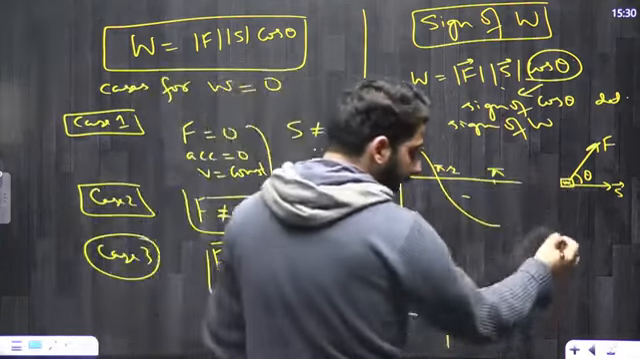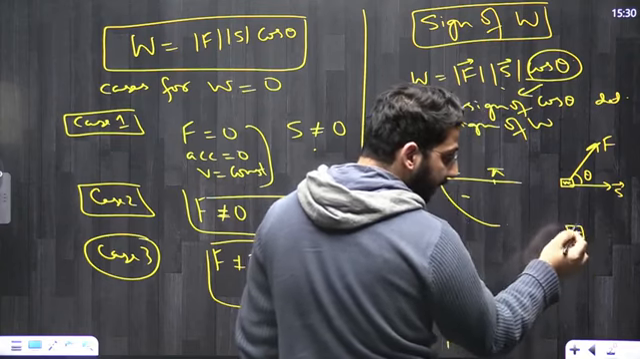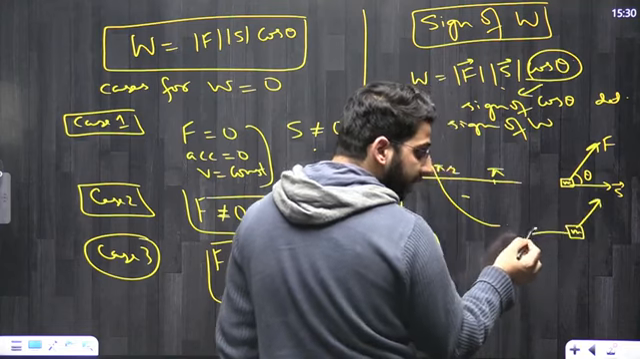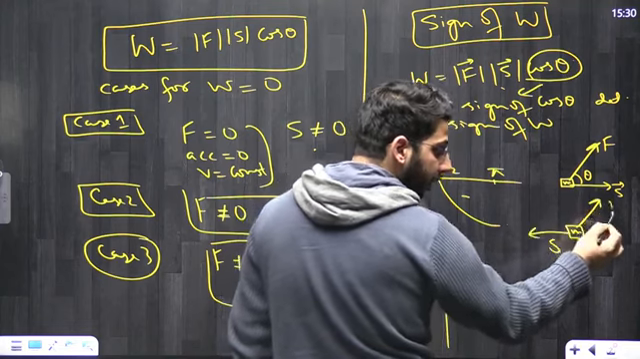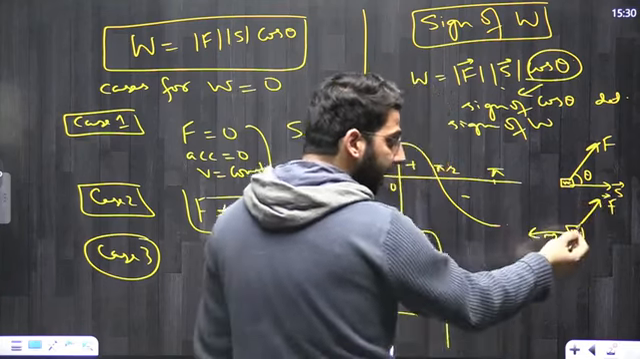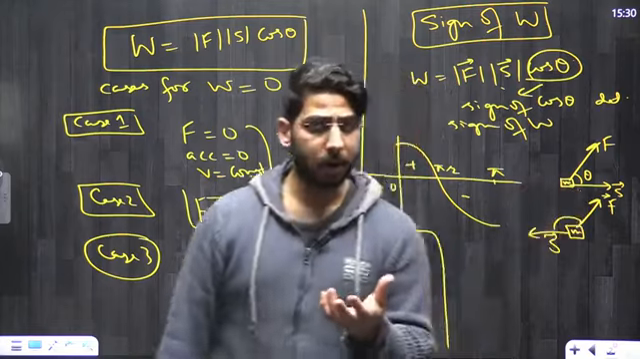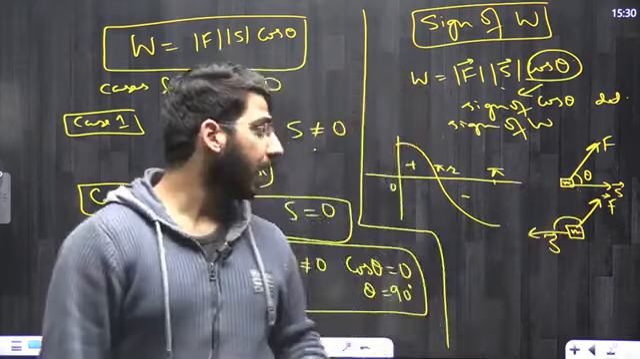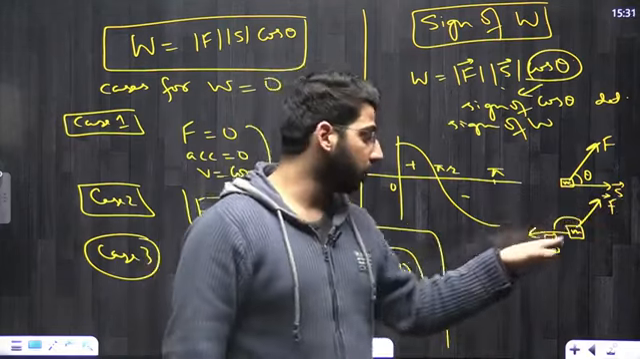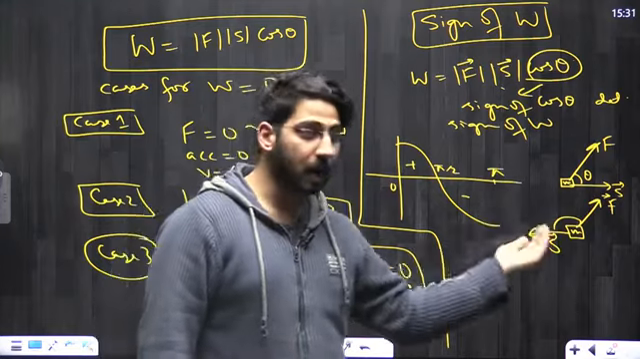But if it's like this, mass m and the force was like this, the body was displacing like this, then the angle is obtuse. But this case seems to be counterintuitive, but it's not actually. Why? Because I will be considering the work done by this force. Now you will say that if the force is like this, how can the body move like this?